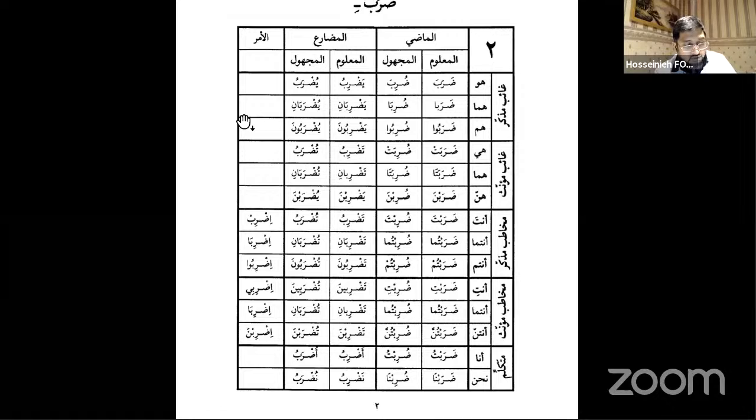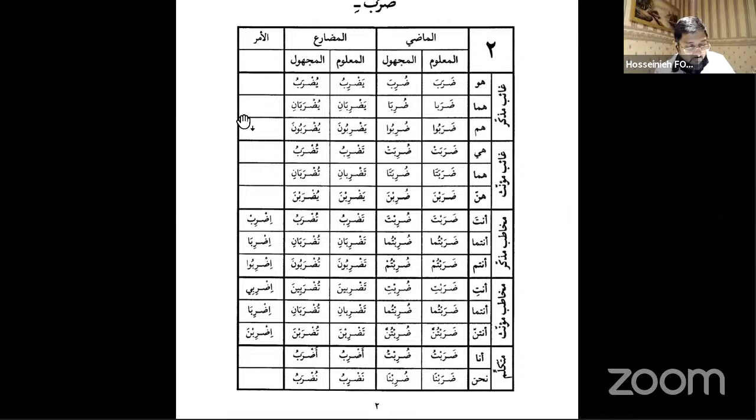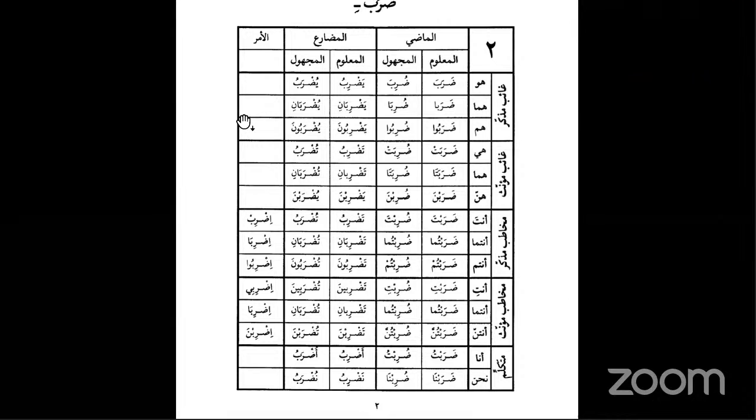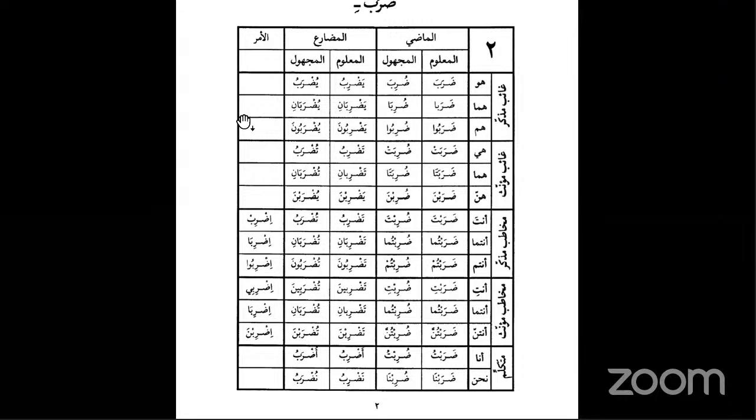Now, these are the three cases for a verb. Is that clear? Halatul majzoom is the present tense where it gets a sukun at the end.